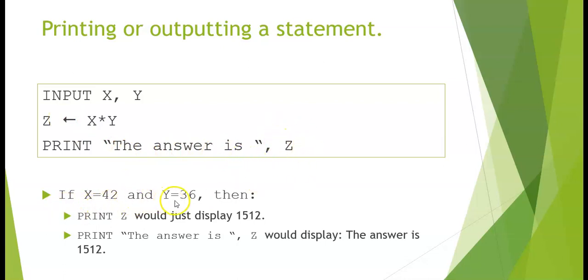So if X is 42 and Y is 36, then print Z would just display 1512, these two values times together. And print "the answer is", comma Z would display: the answer is 1512. So that's just the difference between saying print Z and saying print "the answer is", comma Z. That's how they will be displayed.